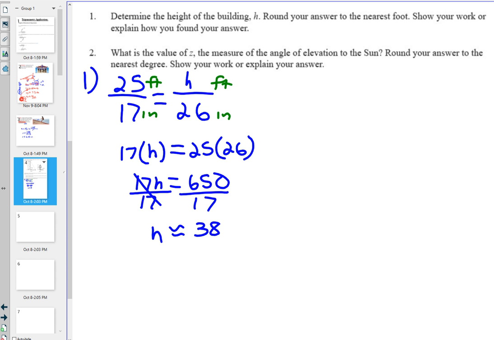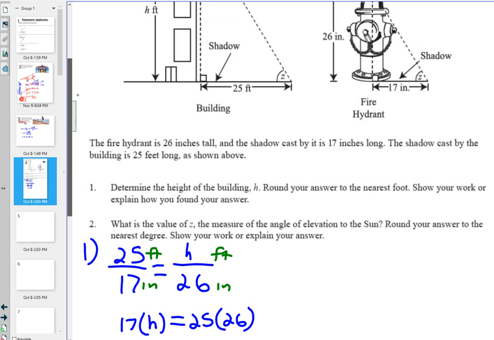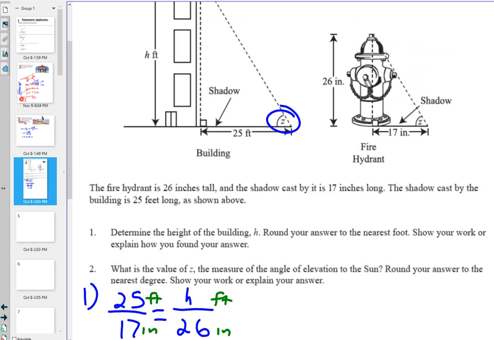A lot of the geometry classes haven't done using trig to find angle measure yet. You guys already knocked that out of the way, so that's one less thing we have to learn. Because for number 2, they want us to find z. Z is that angle of elevation. How do we use sides to find angle measures? Very good.